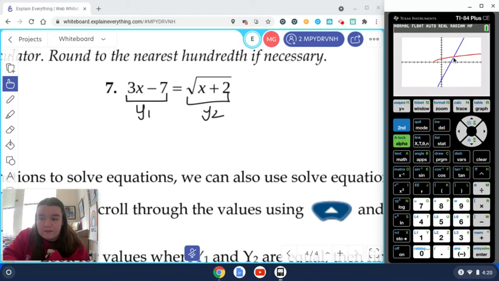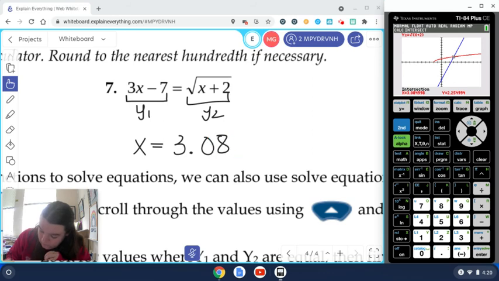So I'm going to find the intersection here. I'm going to hit second calc, choice 5. Enter, enter, enter. So this time, what's it say? Round to the nearest hundredth. 100 has 2 zeros, so I'm using 2 decimals. And my x value is 3.08. So at about 3.08, they have the same output.